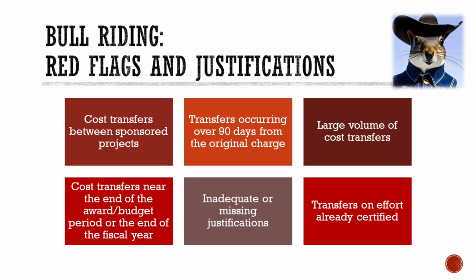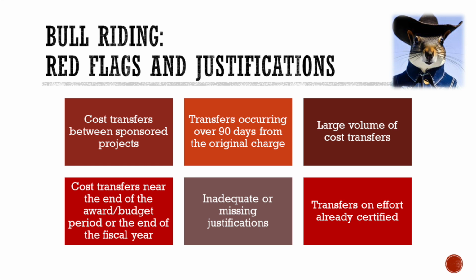Transfers between multiple sponsored project accounts. In our world, that's 5-3 accounts, especially if one of the accounts is in deficit. Why is that? Because it could appear that we're allocating expenses improperly based on something other than actual benefit to the project charged. Transfers occurring more than 90 days after the original transaction posted to an account. Even if we have a solid reason for a late transfer, it's still going to generate extra scrutiny.